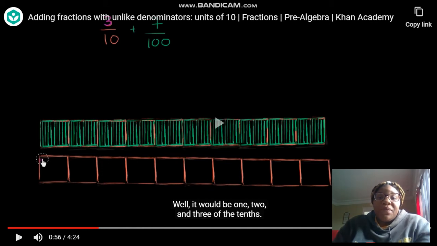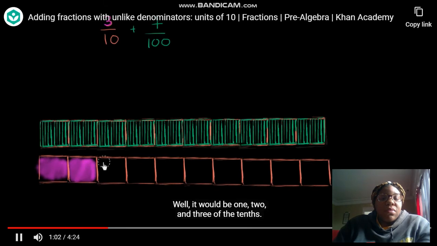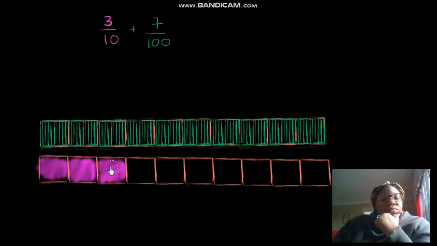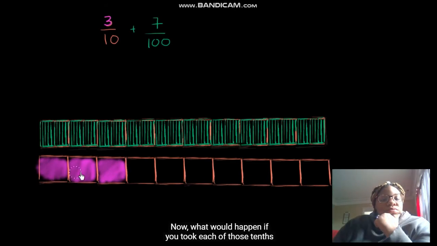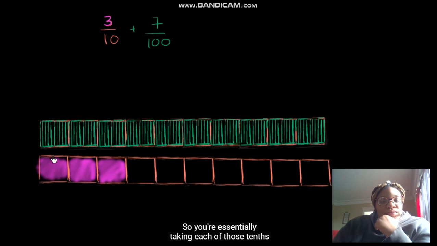Here we go. 1, 2, and 3 of the tenths. Now, what would happen if you took each of those tenths and you divided them into 10 more sections? So you're essentially taking each of those tenths and dividing them into 10 sections. Well, you have 10 sections and then each of them will have 10 subsections in it.